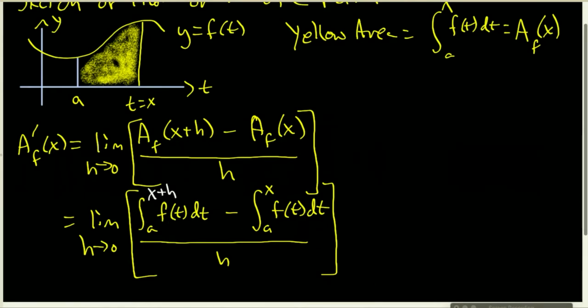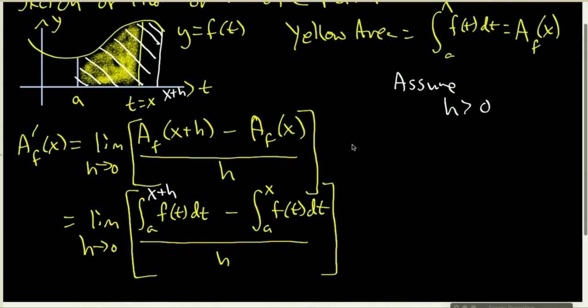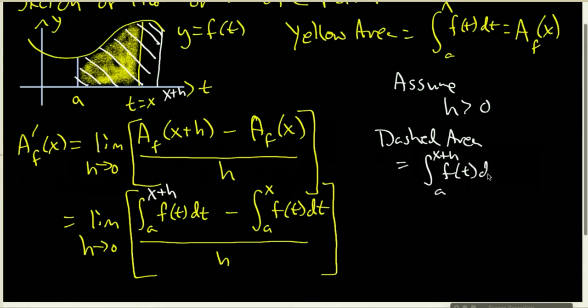Well, let's make an assumption, just to simplify our picture a little bit. If we assume that h is bigger than 0, our picture is going to look like this. We're going to have x plus h to the right of x. And what I want to notice is that if I dash in this area here, that dashed area is equal to the integral from a to x plus h of f of t dt.